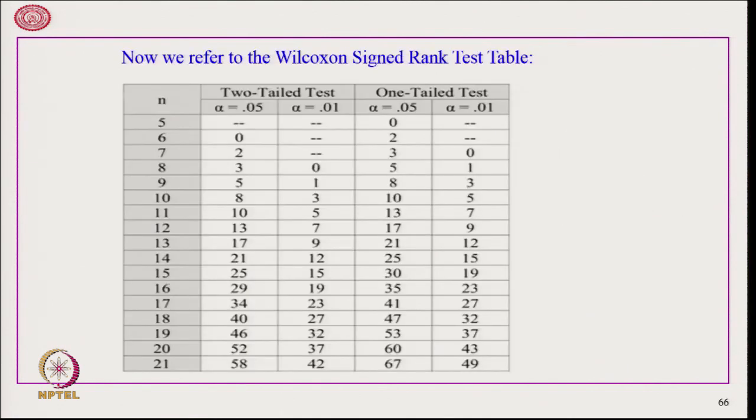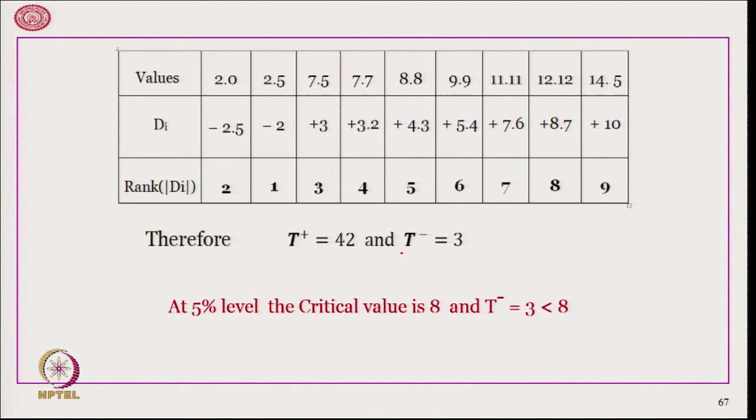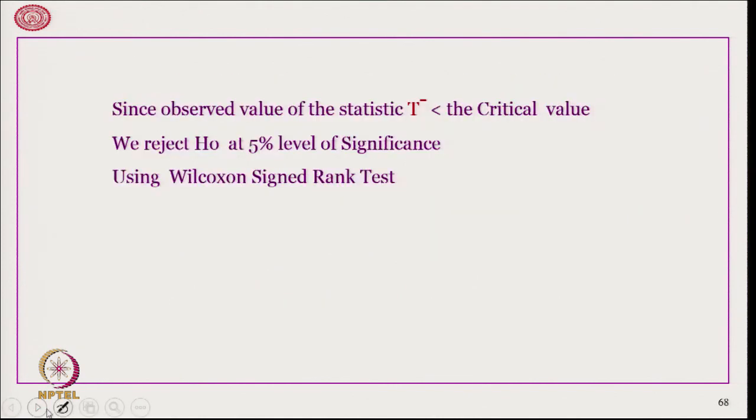Therefore, we look at now this one-tail test with n equal to 9, and here the critical value is given out to be 8 for alpha equal to 0.05. Our observed value was T minus equal to 3. Therefore, at 5% level the critical value is 8, but T minus is less than that, and therefore, what do we do? We have to reject the H naught at 5% level of significance using Wilcoxon signed rank test.